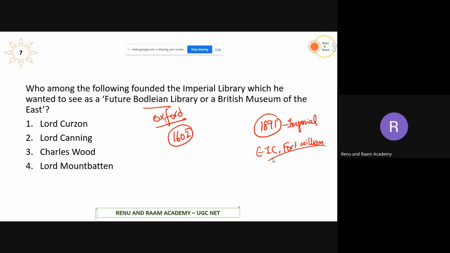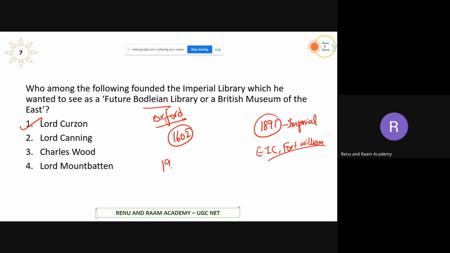The Governor General of India, Lord Curzon, during his tenure, opened the Imperial Library for public use. So the answer here would be Lord Curzon, and he said that this library can be seen as the future Bodleian Library or the British Museum Library of the East. This Imperial Library is nothing but the National Library which we know today.